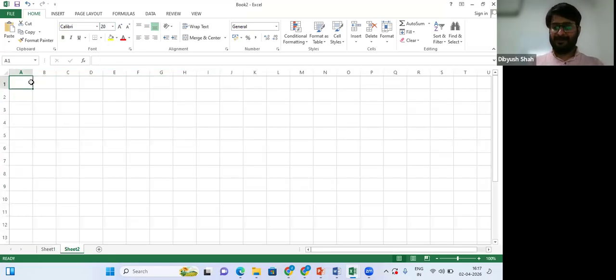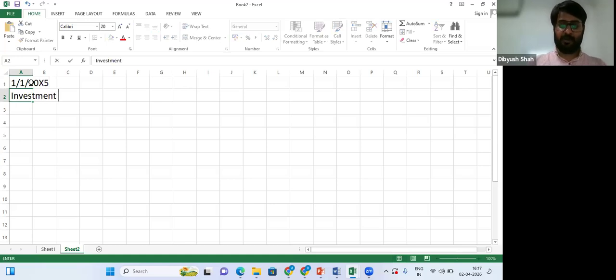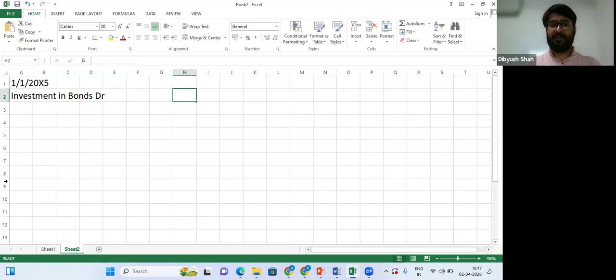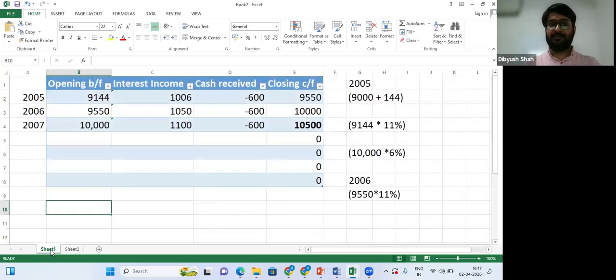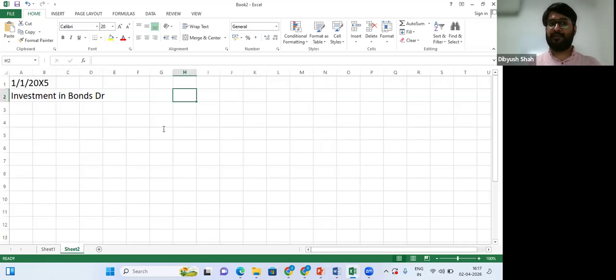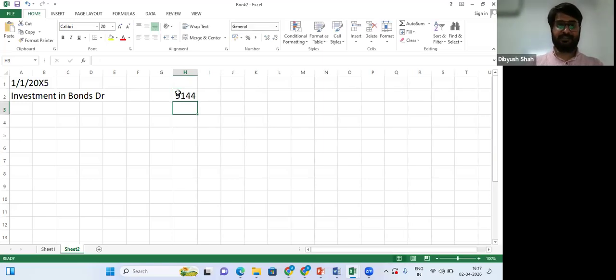So first, on 1st of January 2005, investment. Remember, investment in bonds, debit. Here, both 9,000 and 144 will come. See, in this tab, 9,000 and 144. So both will arrive here: 9,144. Cash, credit. Both are balance sheet items.